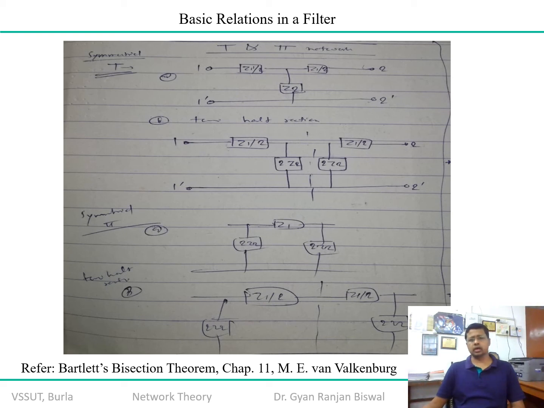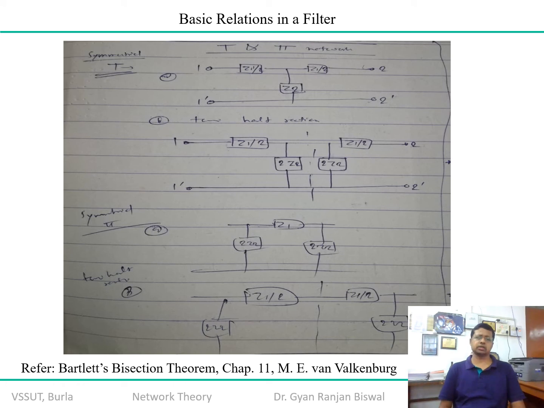There is one more way to classify the network, that is called the Bartlett bisection theorem. Though it is not in your syllabus, I would still suggest that you go through a brief detail about the Bartlett bisection theorem under the head of the unsolved problems mentioned in chapter number 11 of the book by Emmanuel Valkenburg. The Bartlett bisection theorem says that any typical network can be classified into two equal categories, and that's how it can be simplified for analysis purposes.